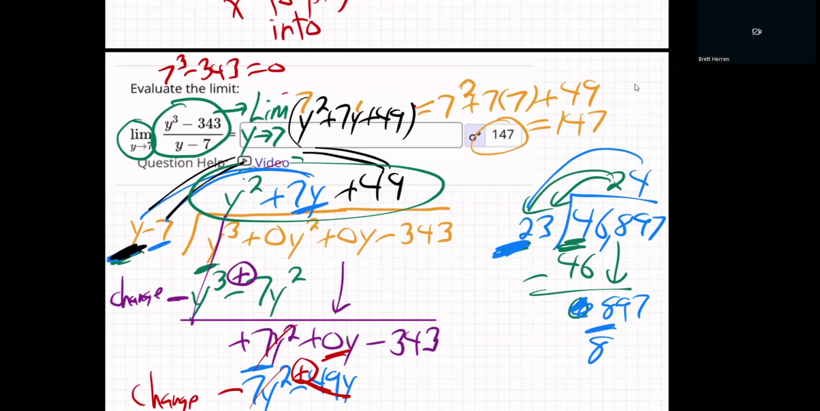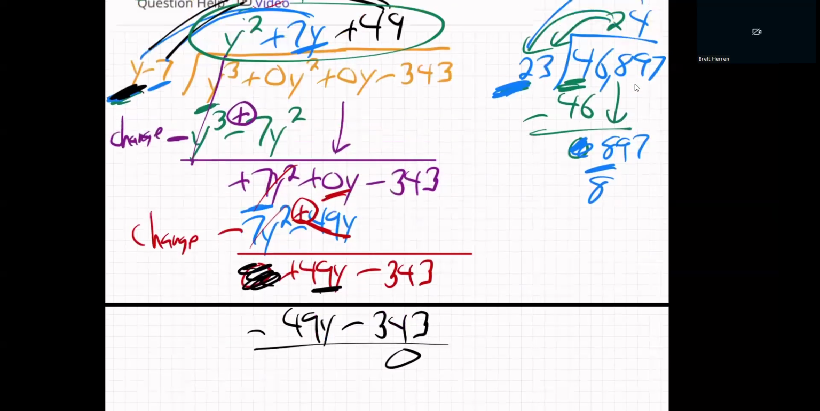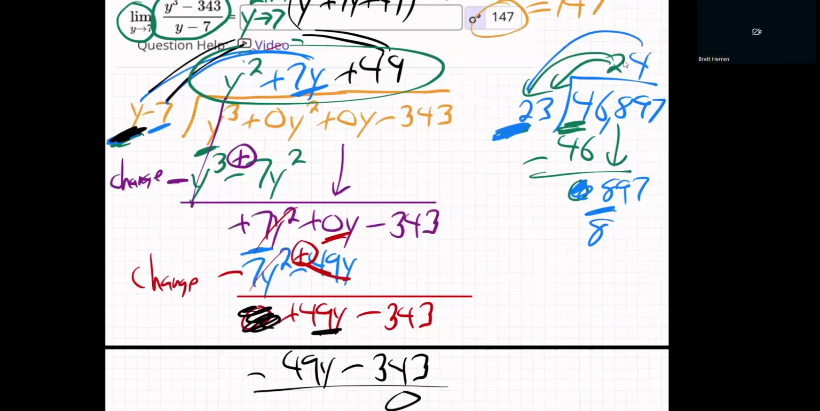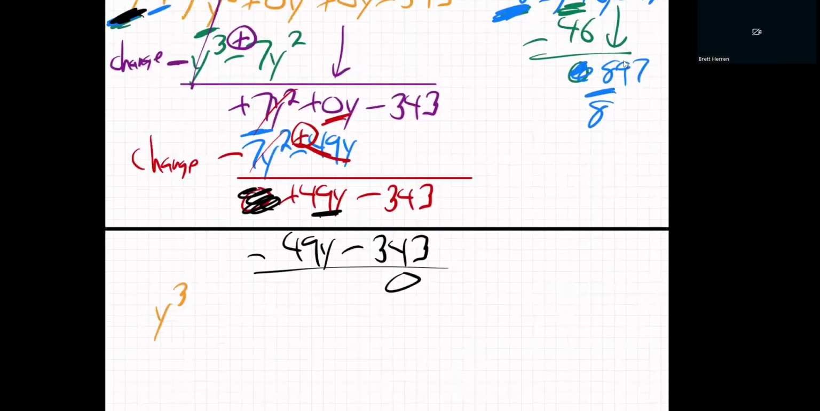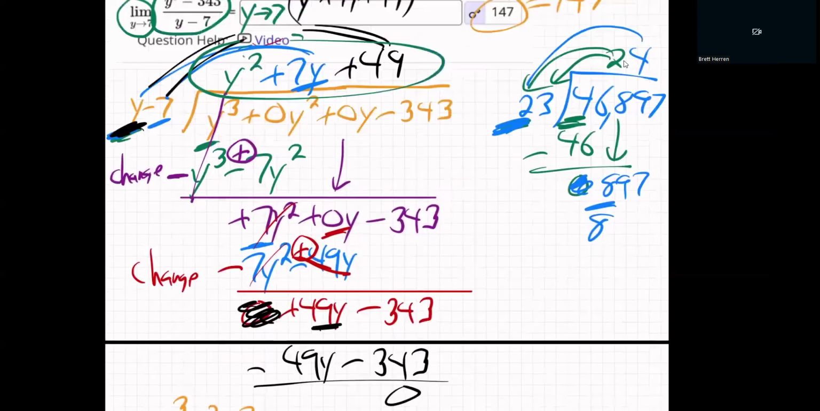Now, let me show you a trick to save a little bit of time. This long division we just did was long and painful, right? There's a shortcut division called synthetic division. Let me show you. It's synthetic, like it's fake, like synthetic fabric, it's not natural. It's synthesized in a lab. So synthetic division, let me show you. You'll like it. It's quicker. So what was the problem? y cubed minus 343 over y minus 7.